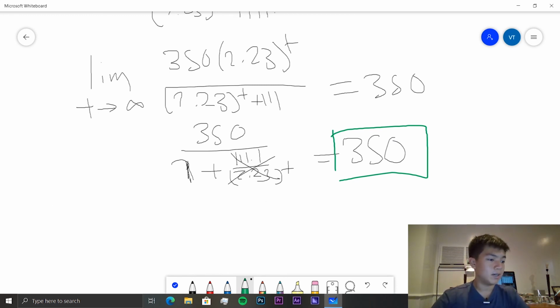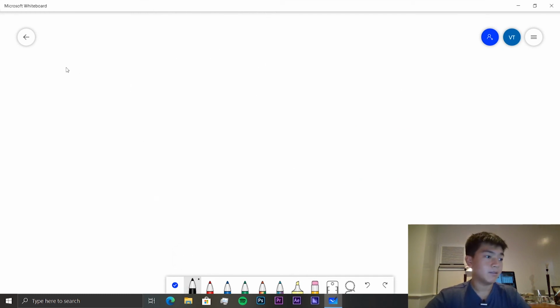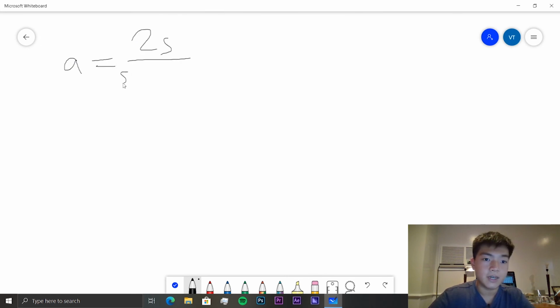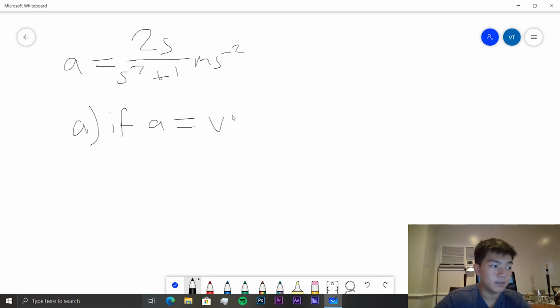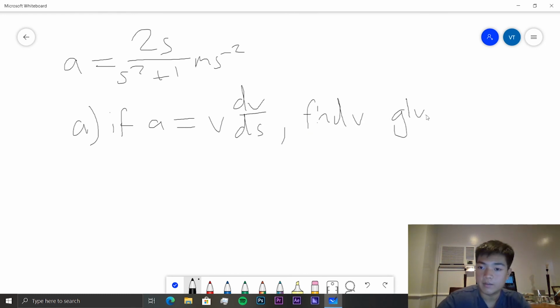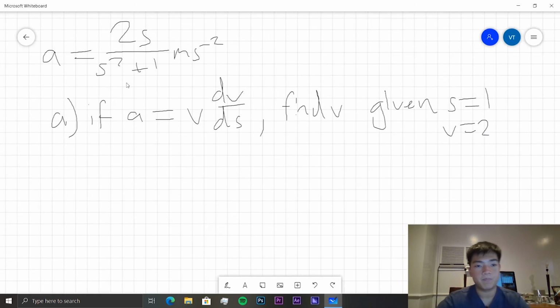Okay, and so on to the final question. And we have the acceleration of an object given in terms of its displacement as a equals 2s over s squared plus 1 meters per second squared. So first, if the acceleration is equal to v times dv over ds, find v, given s is equal to 1 when v is equal to 2. So we'll do this part first.